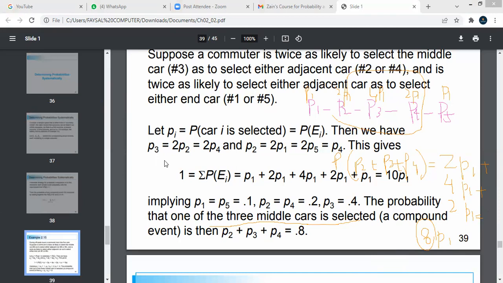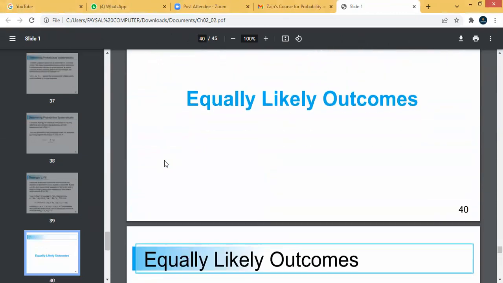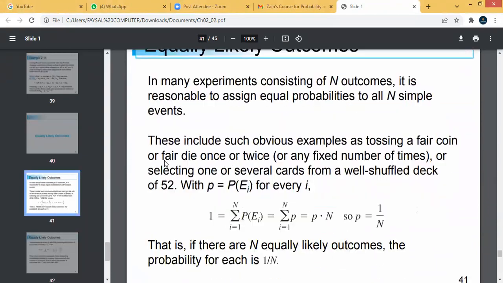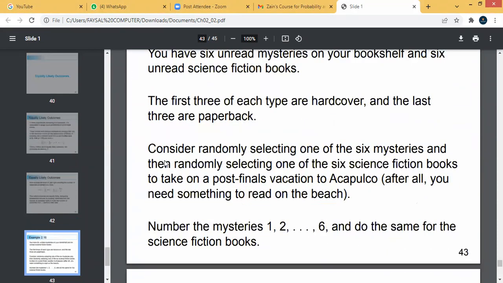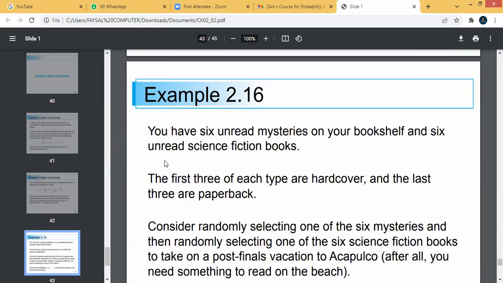Okay, now moving towards the next one. Next example is 2.16. You have 6 unread mysteries on your bookshelf and 6 unread science fiction books. So the total is 12. You have to remember it.